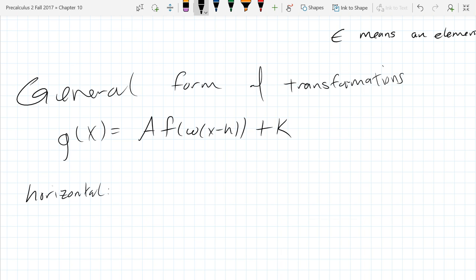Technically, we're going to be stretching before we shift. So when we do our horizontal stretch, the way we're going to look at it is how it's going to change the length of the period. So if you have a horizontal stretch of 2, if it gets twice as wide, that'll make the period twice as long. If we compress it so that it's half as wide, it'll make the period half as long as the original period. So what we're going to do is look at how these transformations change the period.